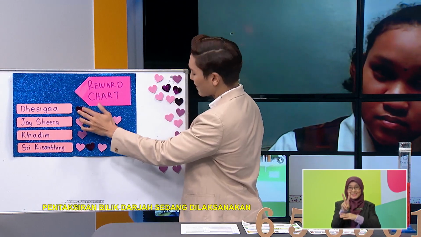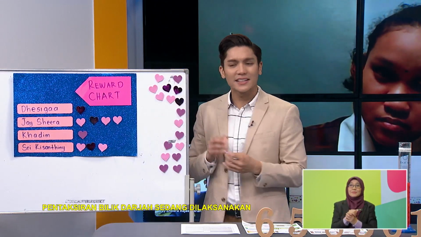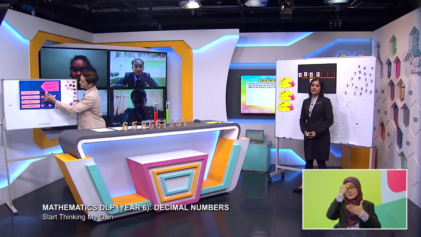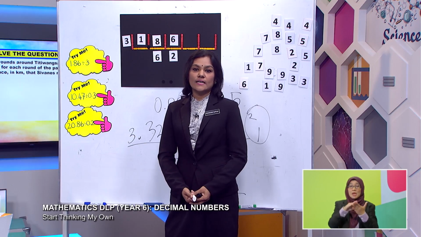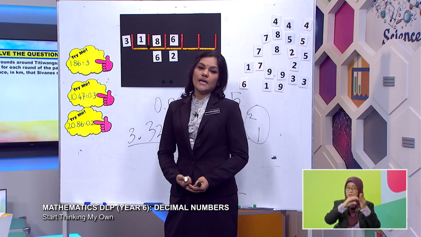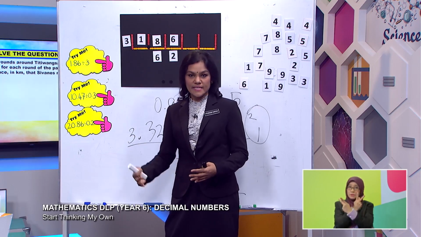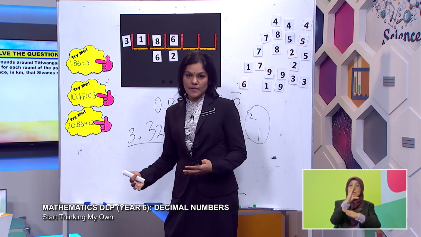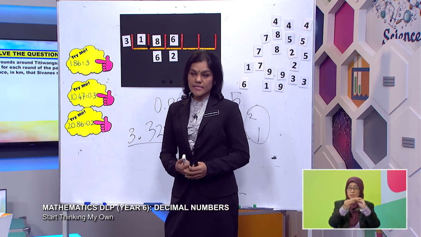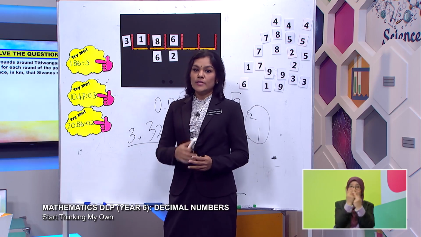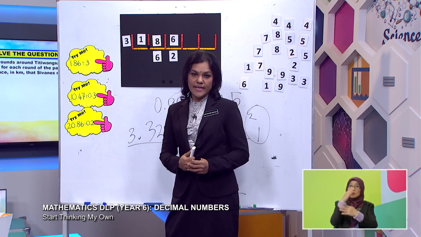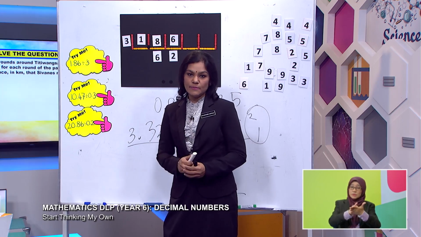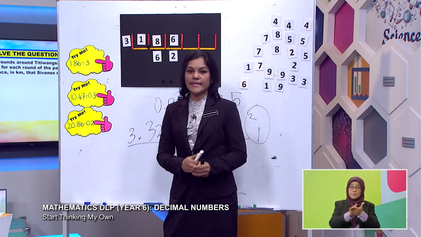Great. And Teacher Kala, while I'm putting the hearts here, can you share with us a summary of what we have learned together today? Okay, kids and the viewers out there, today we learn decimal numbers, whereby you multiply a decimal number with a decimal number, and also divide a decimal number with a decimal number. In the multiplication process, you multiply the numbers given as you normally do.